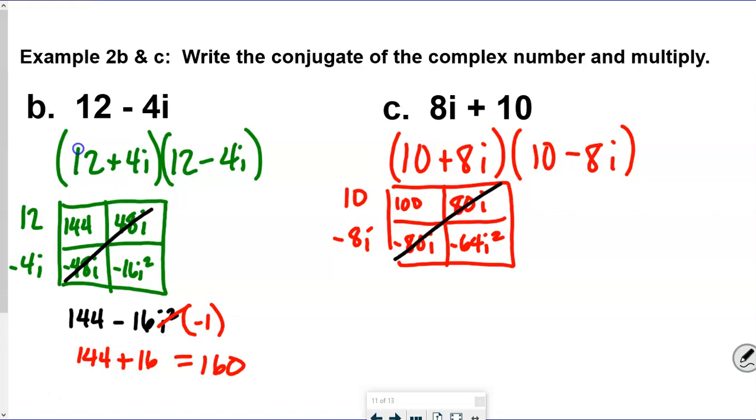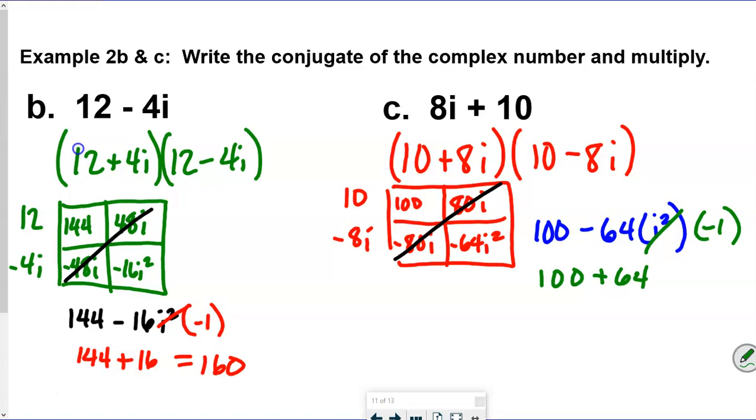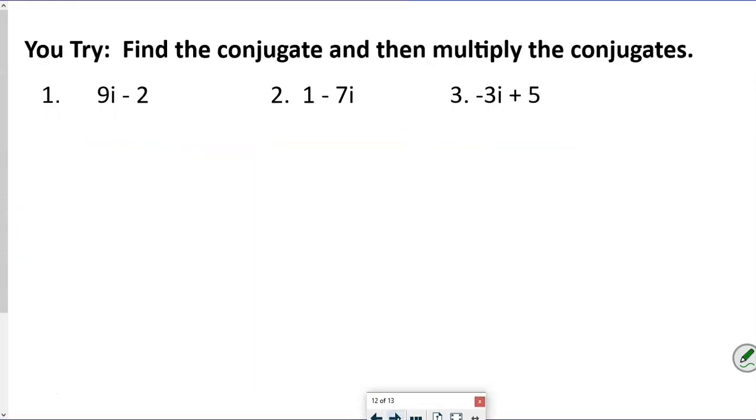So once again, these cancel one another out. And some of y'all are just going to remember this as you work more and more of these. So we have 100 minus 64 times i squared, right? Remember again, this changes to negative 1. So this is going to be 100 plus 64, which is 164. All right, let's see if you guys can do these last three on your own. Come back to me when you're done.